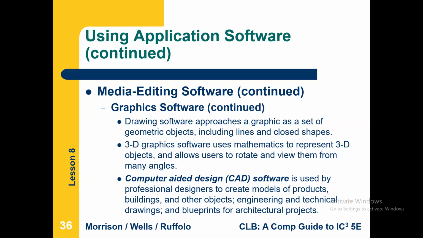Then we have the CAD, which is the computer-aided design software used by professional designers to create models of products, buildings, and other things. So usually the CADs are used for these engineering and technical things. You can use it to create a blueprint or whatever architectural drawing that you want. An example is AutoCAD. Mostly it is used by those in building and engineering students. So they use this one just to create a model of whatever they are trying to do.